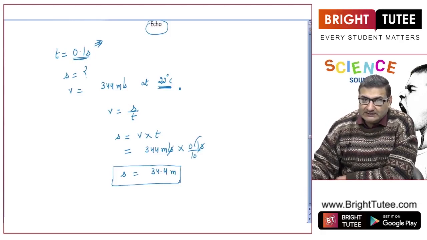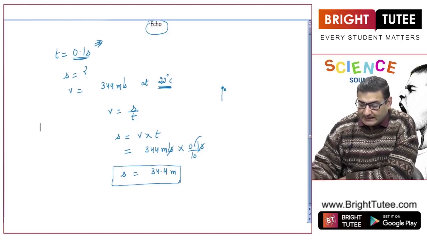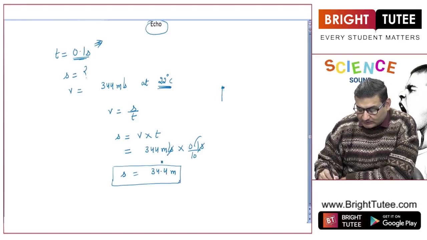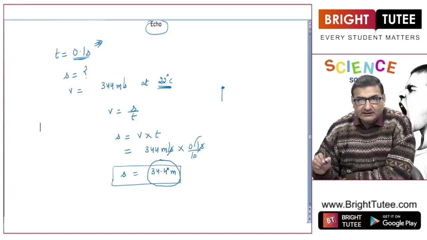Now, one important thing, students: I am, for example, standing here, right, and I am producing some sound from this point. I am saying that the total distance travelled by the sound wave should be 34.4 meters after reflecting from a particular object or a surface.